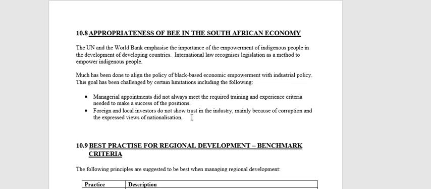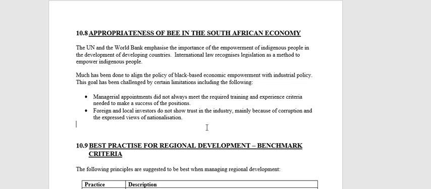All right, and then the second problem is that foreign and local investors do not always show trust in the industry, mainly because of corruption and also certain views on nationalization. Obviously, when certain people shout and scream nationalization, we need to nationalize the mines, we need to nationalize the bank, we need to nationalize the Reserve Bank, that creates distrust. If I was a foreign investor and I've got a huge amount of shares in a bank, and that bank is nationalized, I am going to lose the money that I've invested in it. My ownership is going to be taken away.